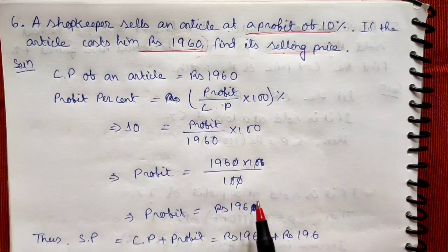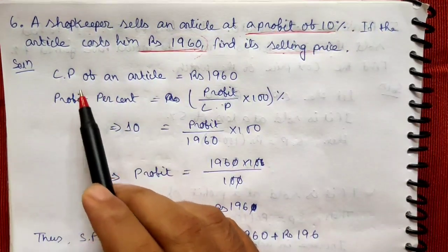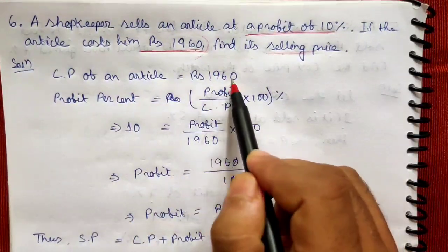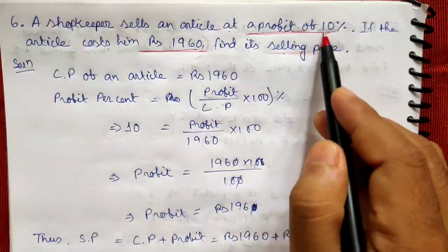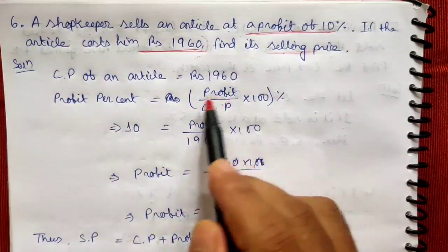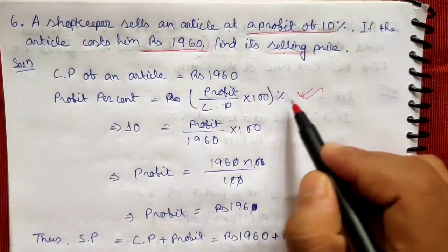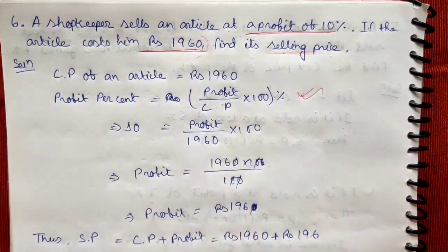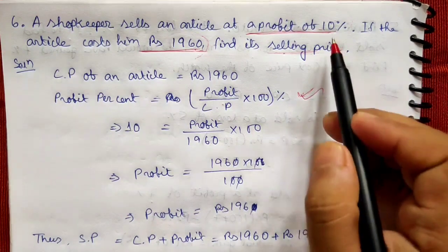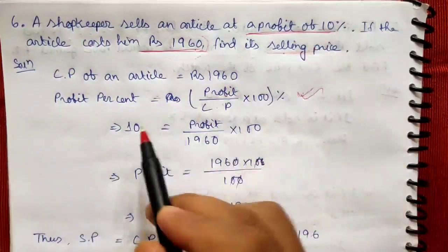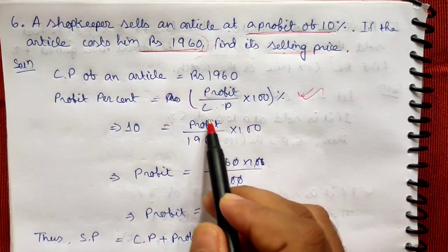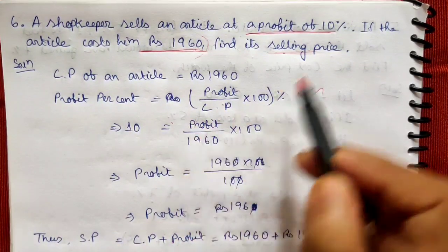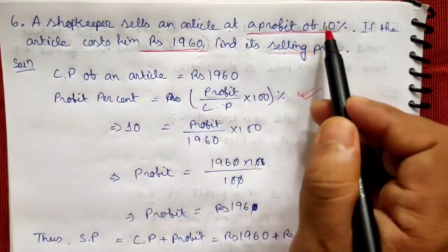So, how to solve? First we write the solution. The cost price of the article is given, 1960, then profit percent. What is the profit percent? It is 10%, isn't it? So, we have written profit percent. This is our formula, isn't it? It is profit by CP into 100%. Now, in place of profit percent we have used 10. Profit percent is 10, so we have 10 equals profit. We have to find out how much profit is there. This is profit percent, it is not profit in amount.